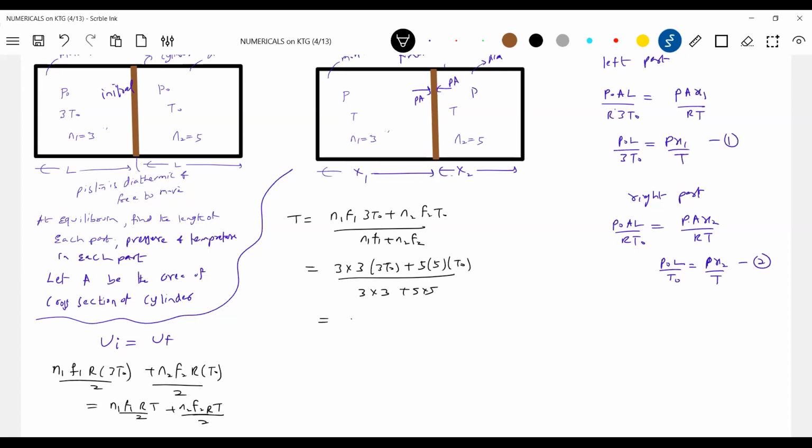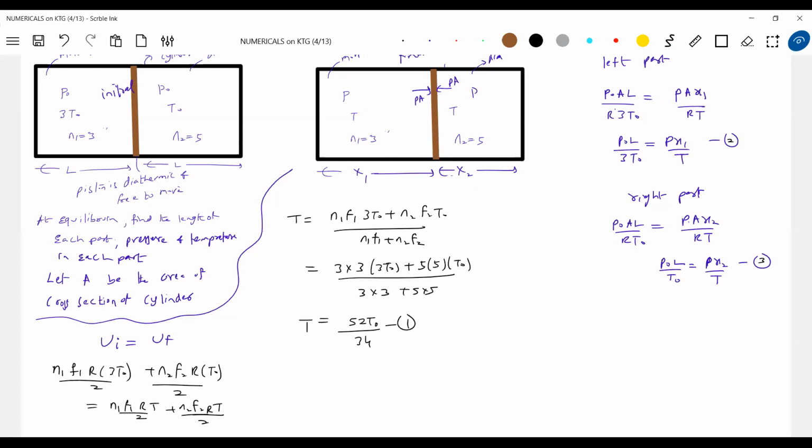27, 27 plus 52. Similarly 25 plus 9, 34. Okay, this is the thing. Somehow I know the temperature. What is the biggest problem? We don't know P, x1, x2. So I got one equation. I'll call these equations 1, 2, and 3. How many unknowns are there? P, T, x1, x2. We need one more equation.